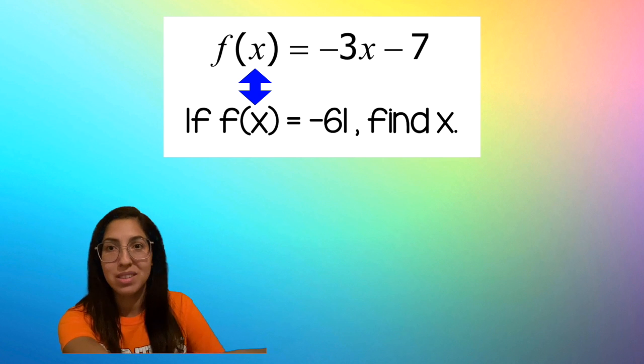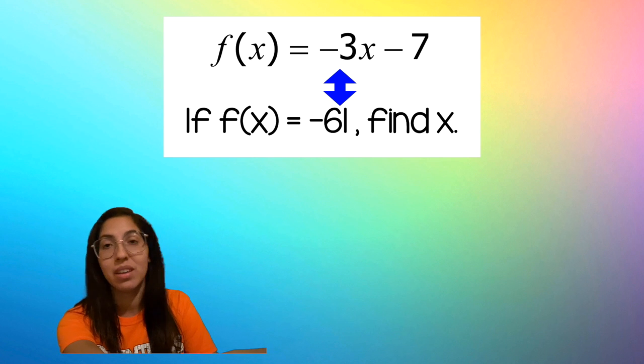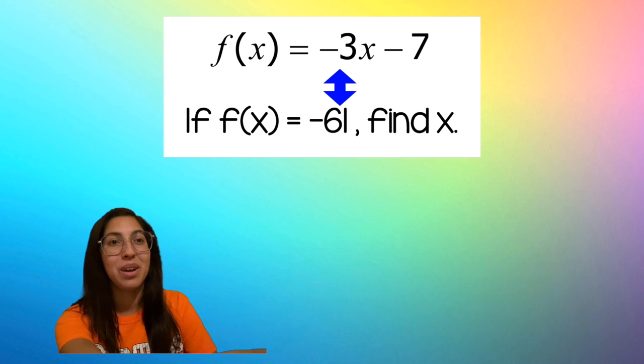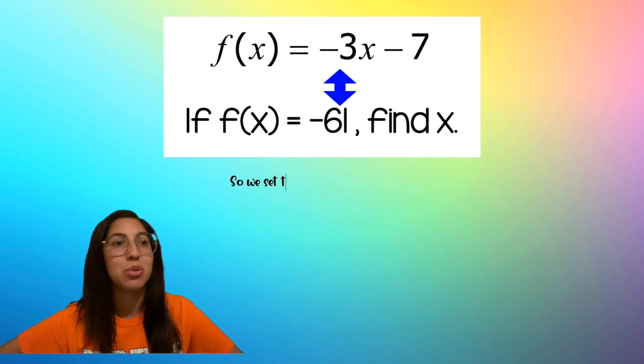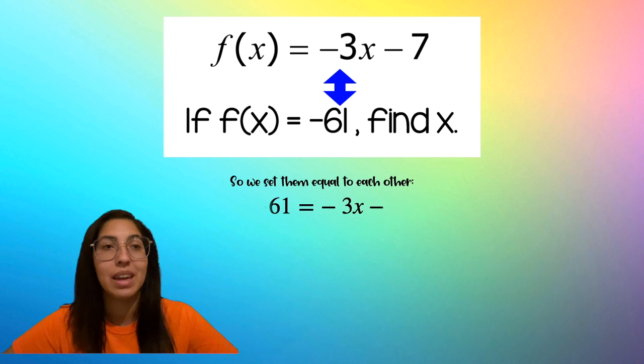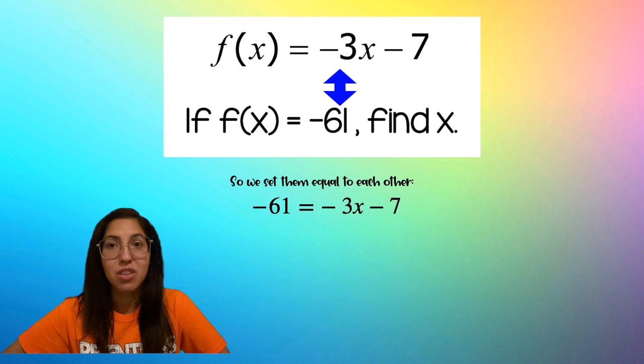Because these two are the same thing, f of x and f of x, then we know that these two are essentially the same thing. Negative 3x minus 7 equals negative 61. Find x. So we are going to set them equal to each other, like so. Negative 61 equals negative 3x minus 7. And we're just going to solve for x.